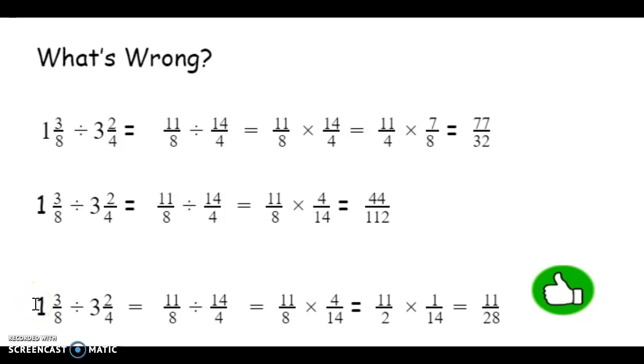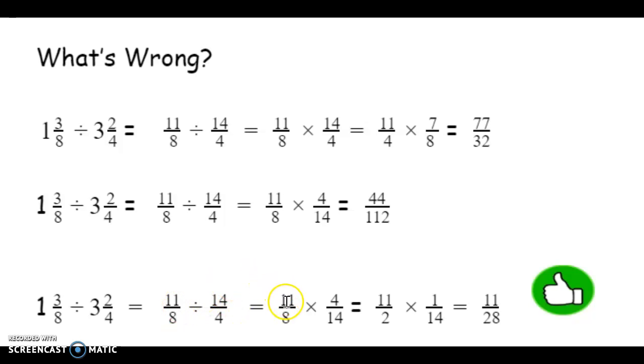All right, so let's take a look at their third attempt. 1 3/8 divided by 3 2/4. Again, they changed 1 3/8 into 11/8. That looks good. Kept the division sign because the first step says just to turn them into improper fractions. So 3 2/4 became 14/4. Yay, looks good, thumbs up.